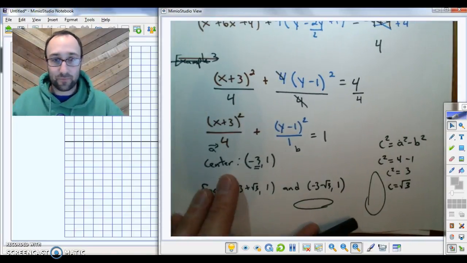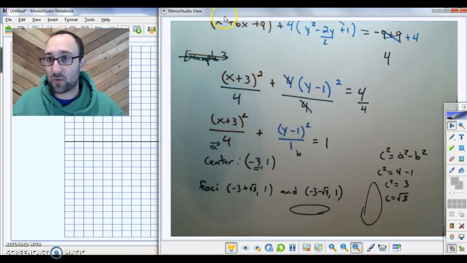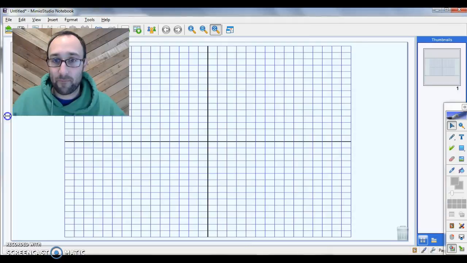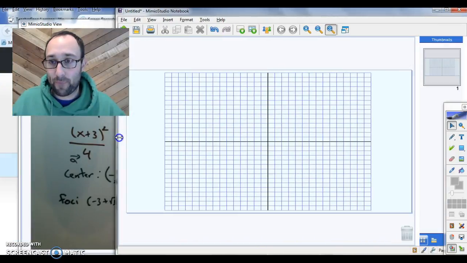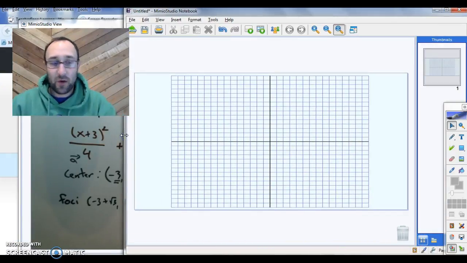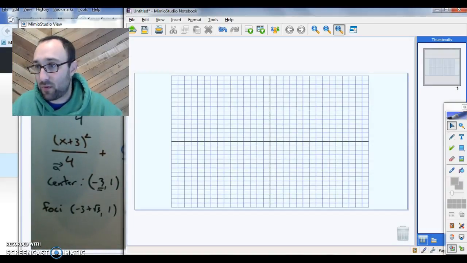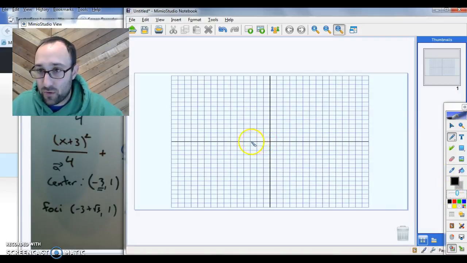We know our center. Let's see, maybe I can move this over here. Oh, we're just going to cover it all up. Maybe we can just move it over a little bit. There we go. Good enough. Okay, so if you remember, our center is at -3, 1. So what I'm going to do is I'm going to plot my point at -3. Let's not make it that big. -3, so I go 1, 2, 3, up 1.